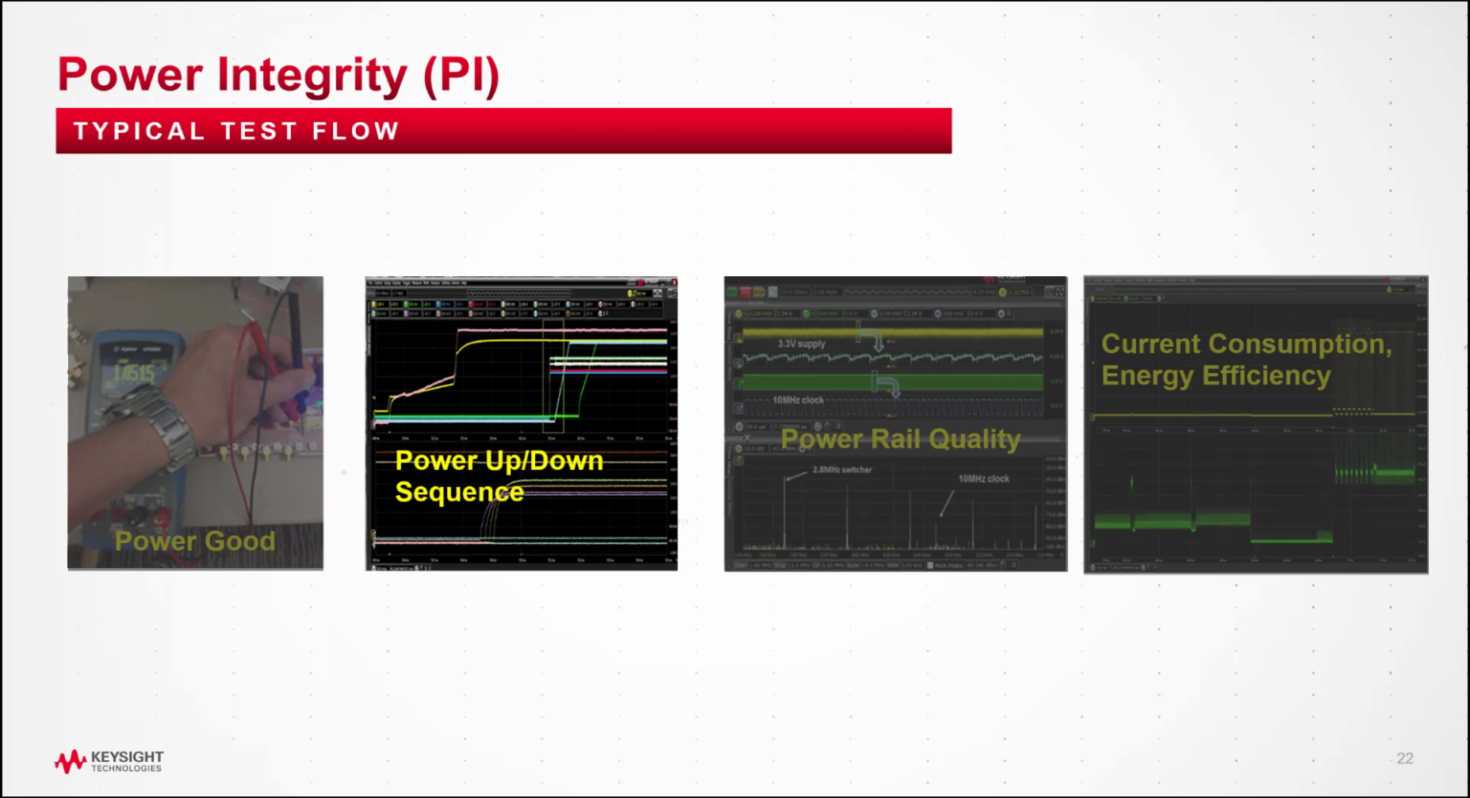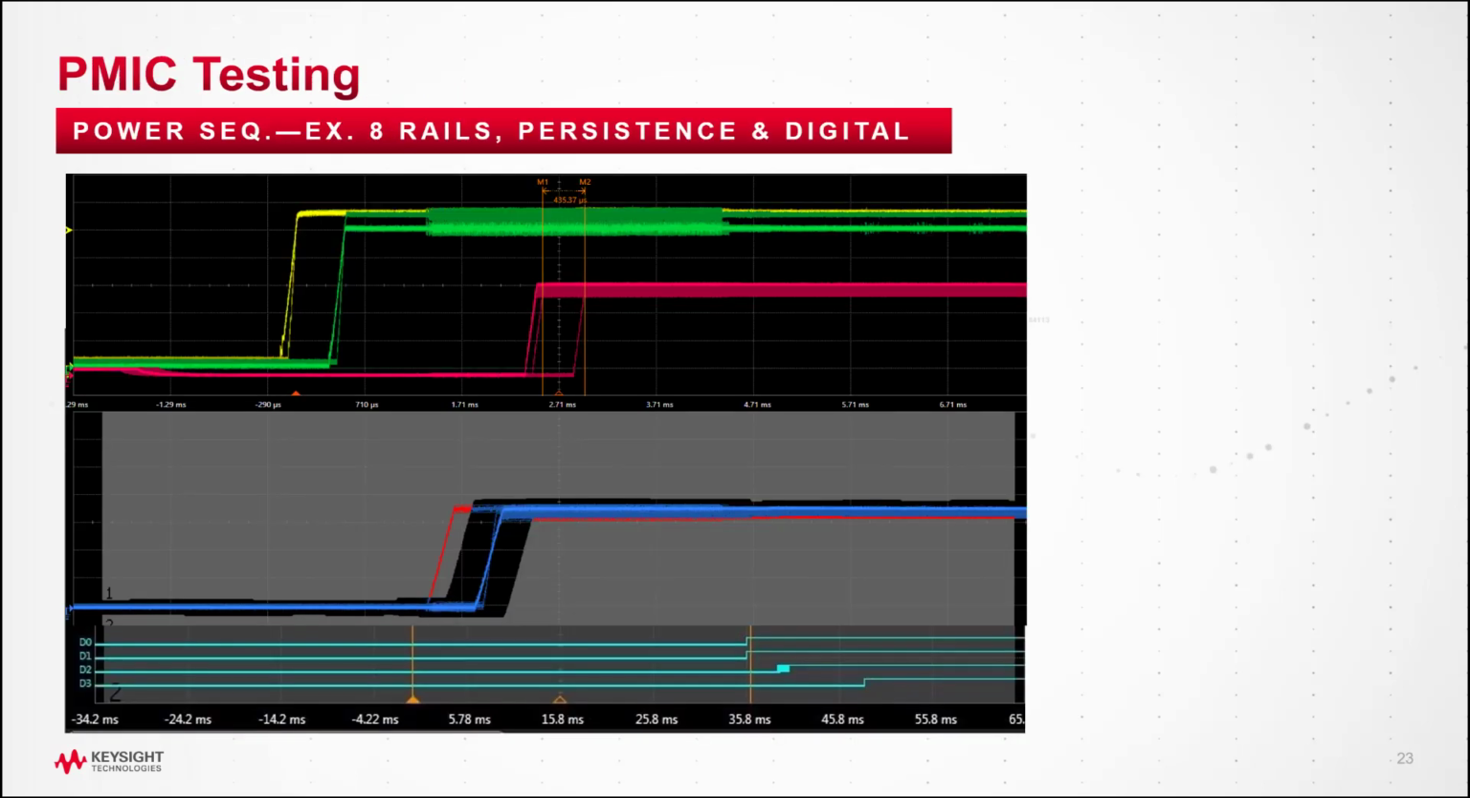Now we go into the power up and power down sequencing. And here's kind of a typical setup that we often see. Here's an example with 8 rails. I assign the 4 most important rails to my analog channels, my other 4 to the digital inputs of my scope, and then I put my scope in infinite persistence so that I can visually see if there's run-to-run variations. And then on my most important signal, I make use of the mask test capability on the scope, and I build a mask around it. And then I run my power sequencing testing.